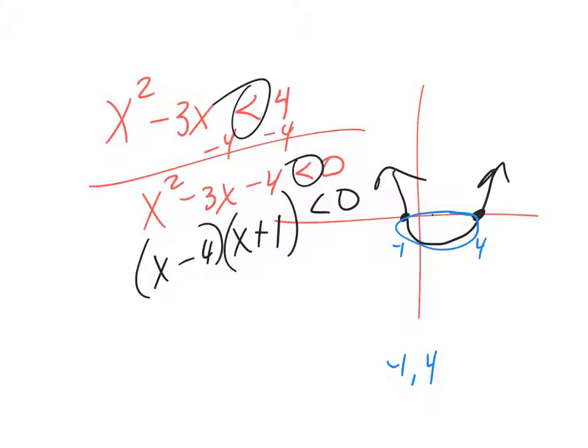And brackets or not? Not. Why not? Because it's not less than or equal to 0. There's no equal to sign here. -1, when you actually put it in, would come out equal to 0, and I don't want it to be equal to, I want it to be less than 0. So that doesn't work, so I put parentheses, and therefore it's -1 to 4. Raise your hand if you got -1 to 4.